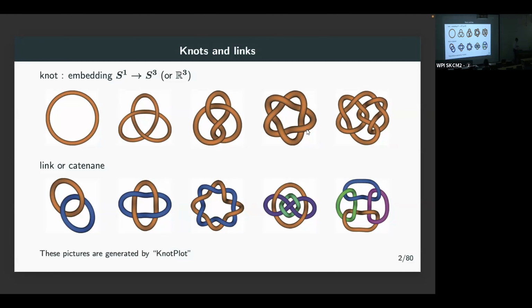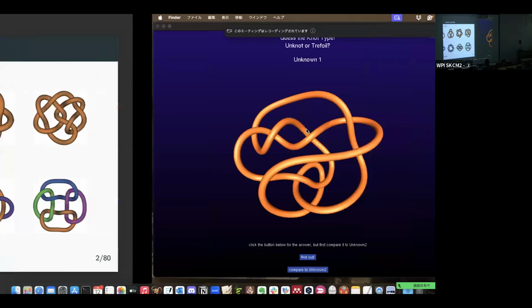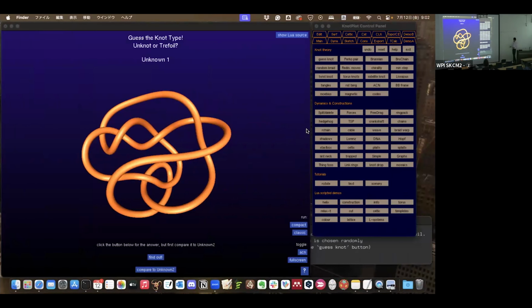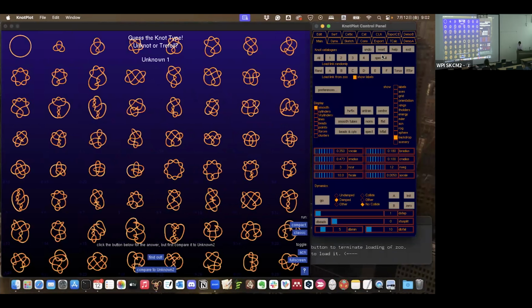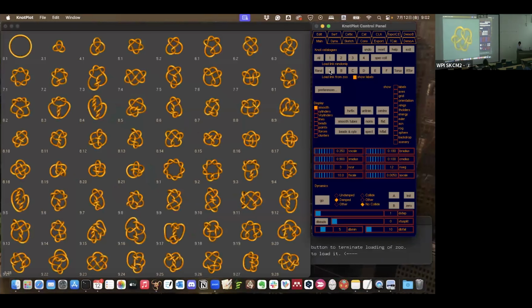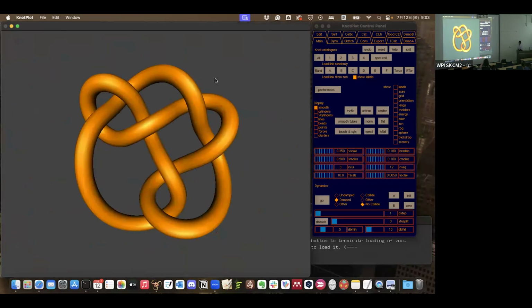And I'd like to show you some nice pictures of knots and links. So this is a software called KnotPlot. And so this is a list of knots and links. So this is an example of the knot, and that is called 7-6.